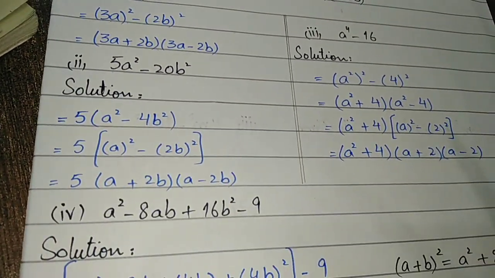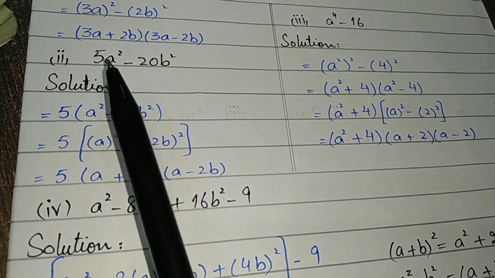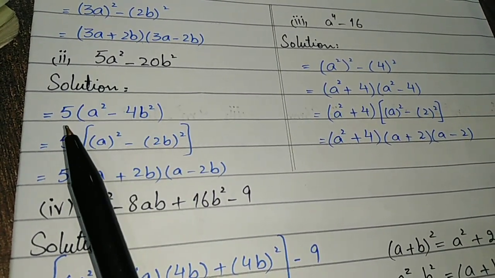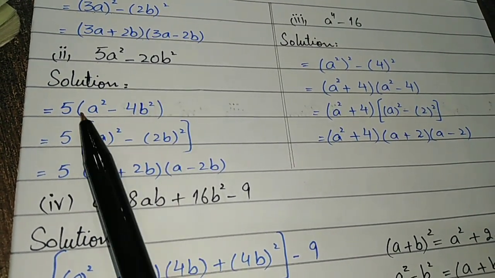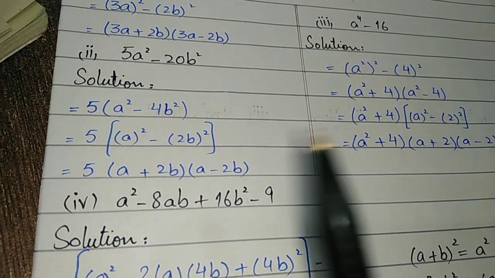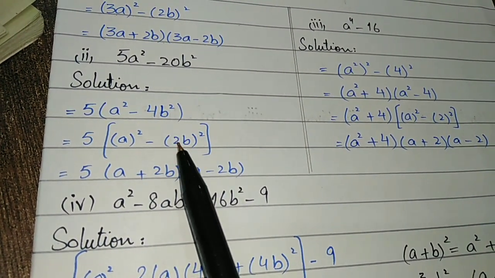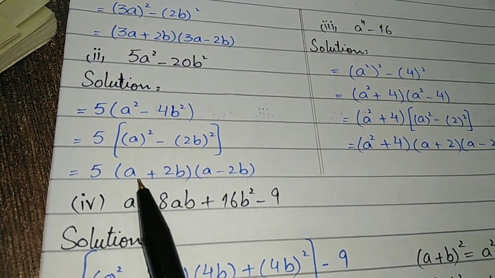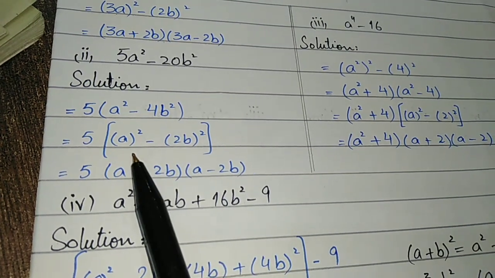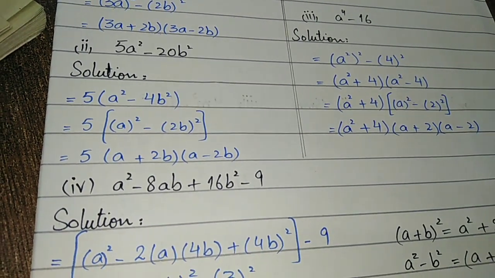Part number 2, 5a square minus 20b square. So 5 is common in both the terms, so we take it as common, and the remaining terms are a square minus 4b square, since 5 fours are 20. Now a square can be written as a whole square, and 4b square can be written as 2b whole square. Now a square minus b square, that is 5 into a plus 2b into a minus 2b. So 5 times a plus 2b, a minus 2b is the required answer.